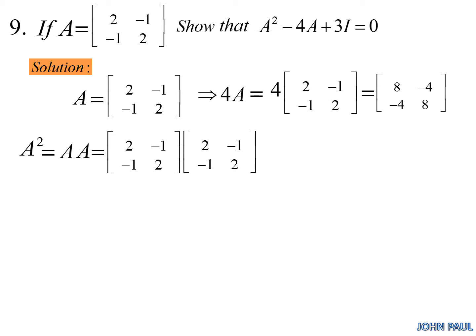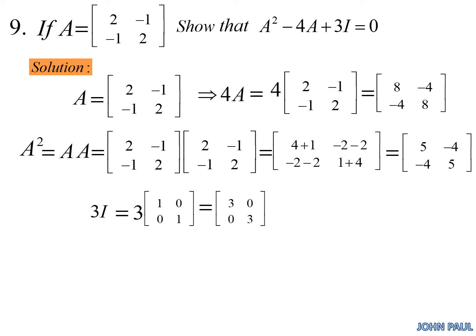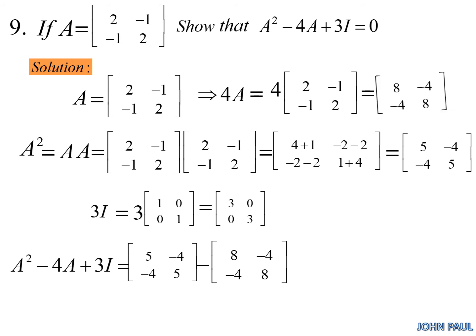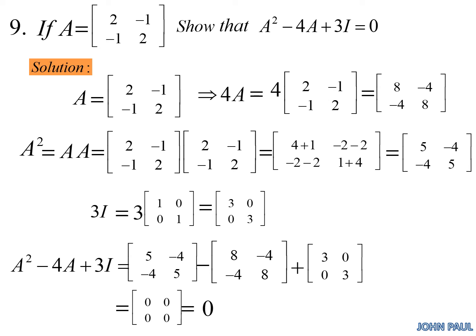A square equal to A into A. By matrix multiplication, we get 5, minus 4, minus 4, 5. 3I equal to 3 into the identity matrix. A square minus 4A plus 3I: substitute the value of A square, substitute the 4A value, plus 3I, substitute the 3I values. Now by adding these, 5 minus 8 plus 3, and similarly the other terms, we get 0.